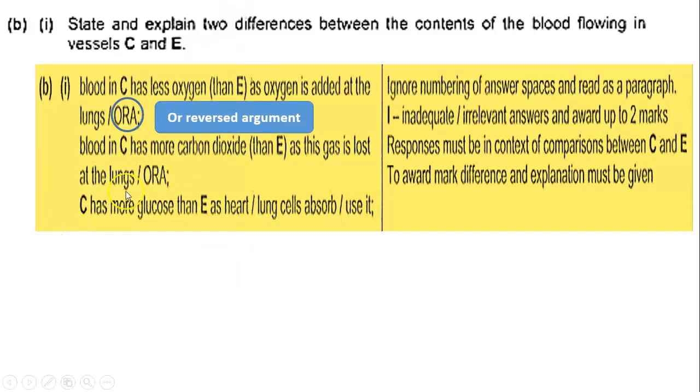So what does OR mean here in the mark scheme? It means OR reversed argument. If you do the comparison the other way around, you mention E first and then C, that's okay. I want to remind you of something: when you see differences or compare, you have to mention both sides of the comparison for each point to get the mark.